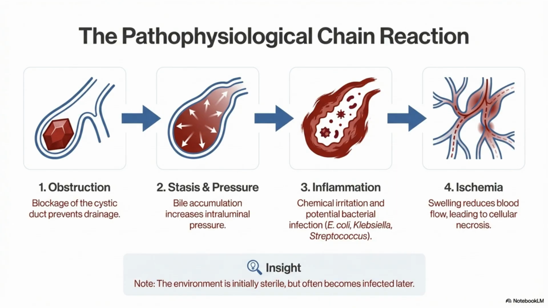The pathophysiological chain reaction begins with the obstruction of the cystic duct, typically by a gallstone. This causes bile to accumulate, increasing pressure and leading to inflammation. The inflammation can then reduce blood flow, causing ischemia and cellular necrosis.